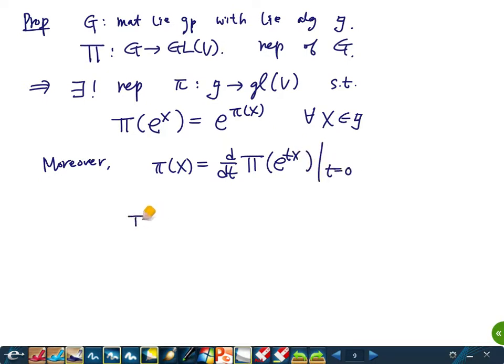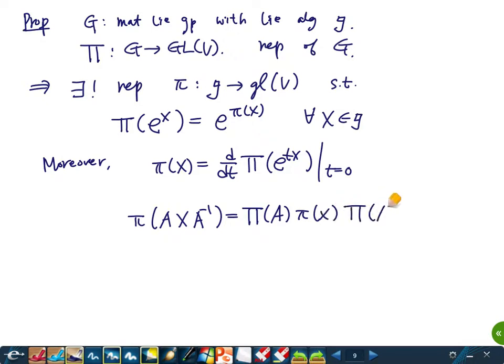And also, I think this should be capital pi and then small pi and this big pi A inverse for all x in G, for all A in G.